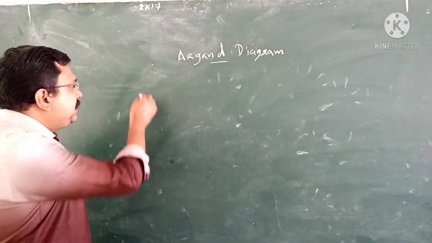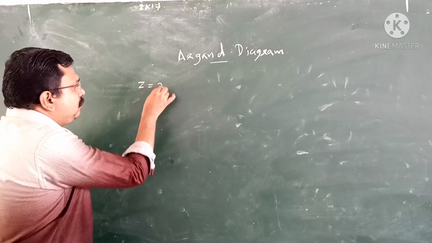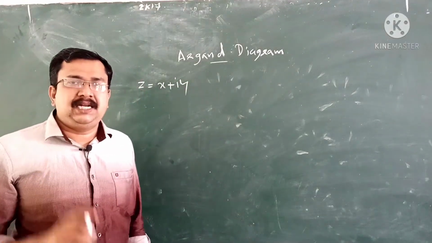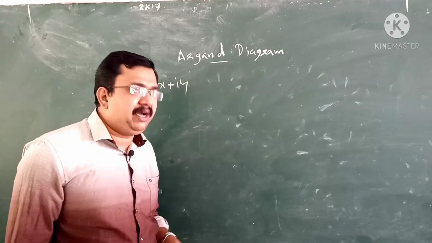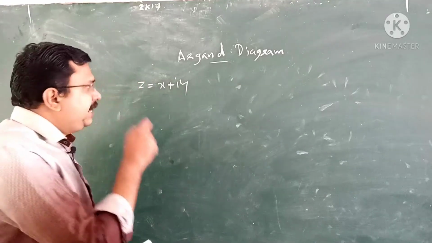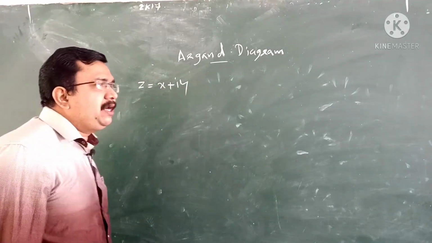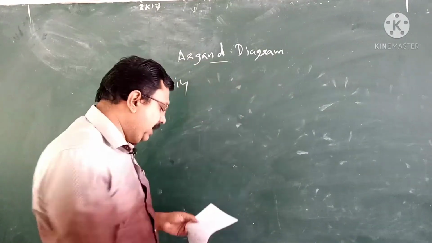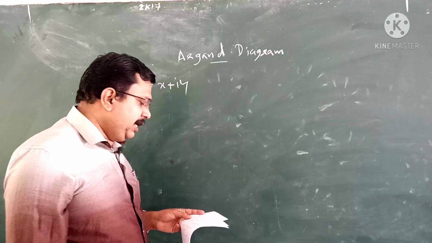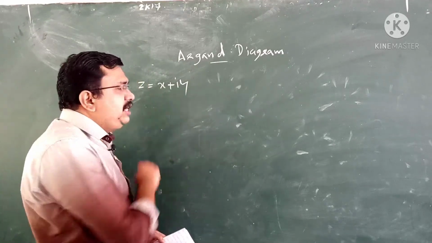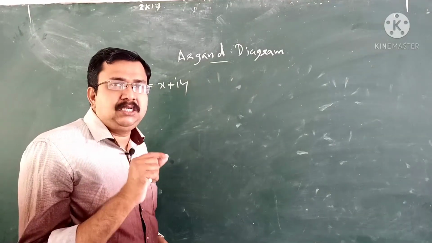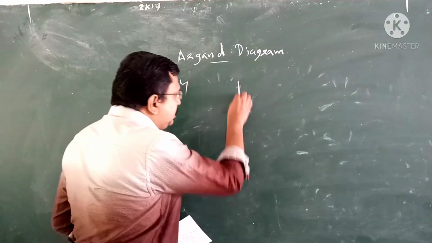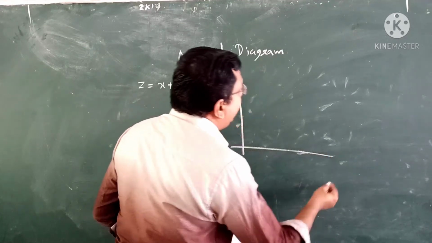Let us suppose that Z equal to x plus iy is a complex number. Then this complex number can be represented by using a diagram which is known as the Argand diagram. Here x plus iy is represented by a point. Suppose that it is P.